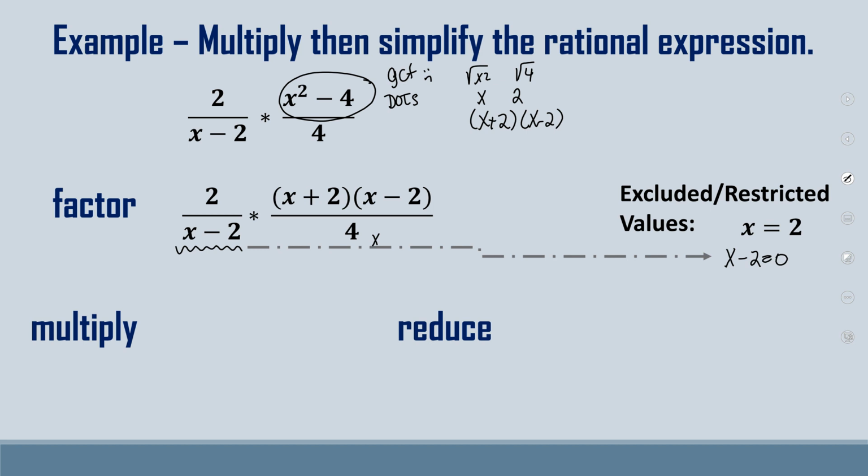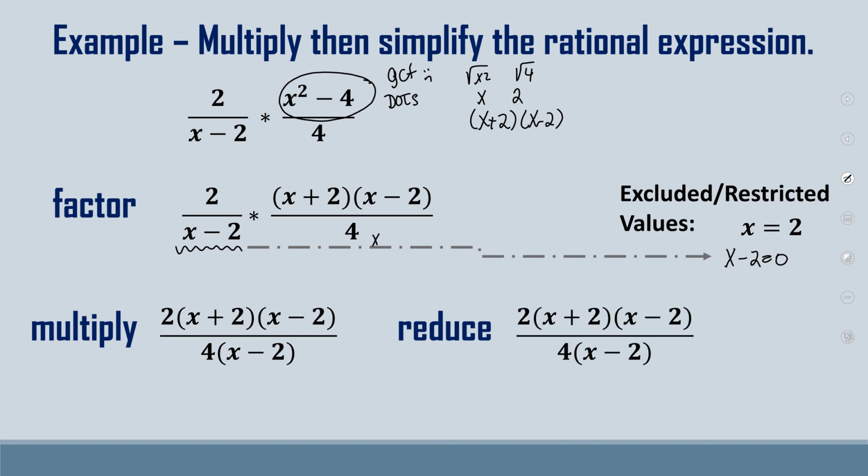Okay, now let's multiply. I'm going to multiply everything straight across in the numerator and denominator. And really the terms in the denominator, their order just changes. Okay, so I've got the 2, the x plus 2, the x minus 2 in the numerator all multiplied together. And then 4 multiplied by that quantity of x minus 2 in the denominator. Now we can truly see what factor is identical that we can reduce. It's the x minus 2.